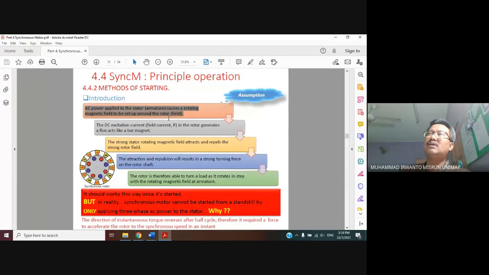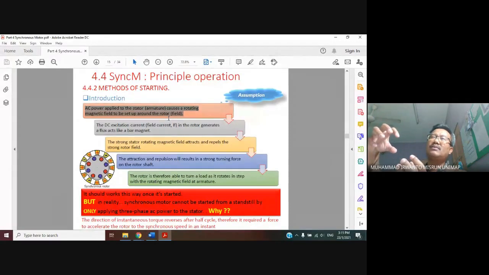Current flows through the stator winding. You can use the right hand rule: the four fingers are the direction of the current in the coil, and the thumb is the direction of the magnetic flux. The magnetic flux will arrive at the rotor, and then we have two fields: the first from the stator and the second from the rotor.